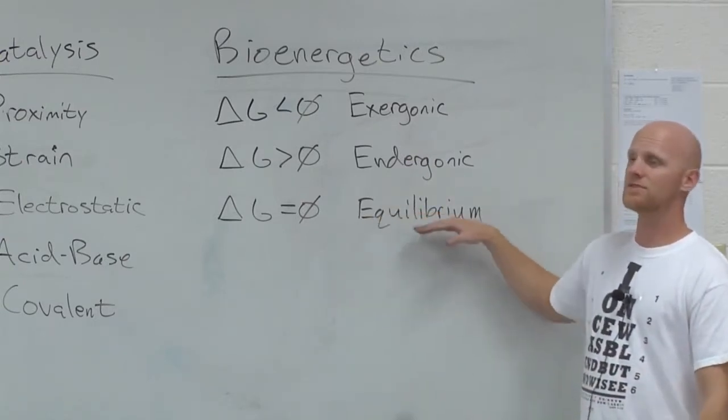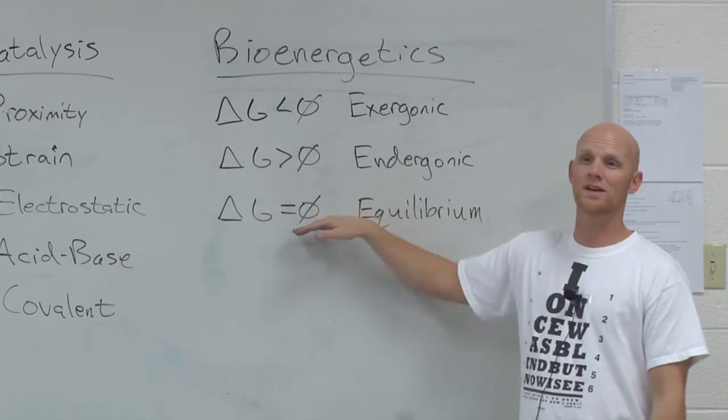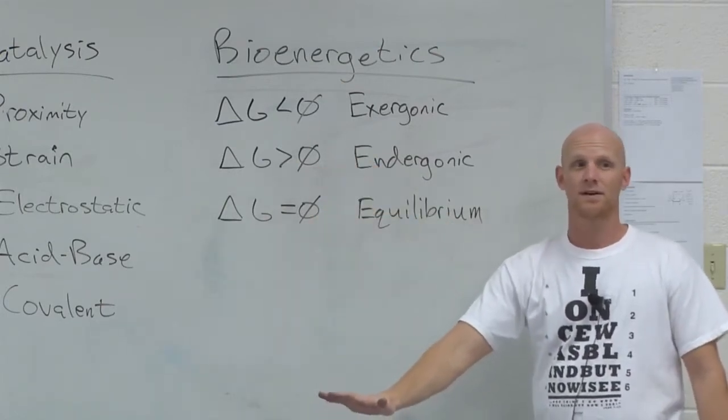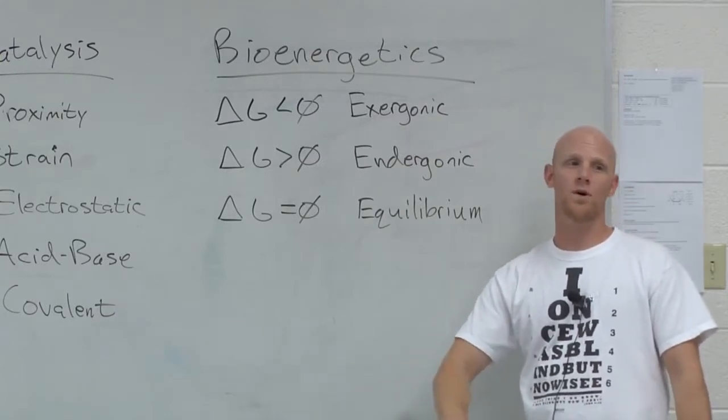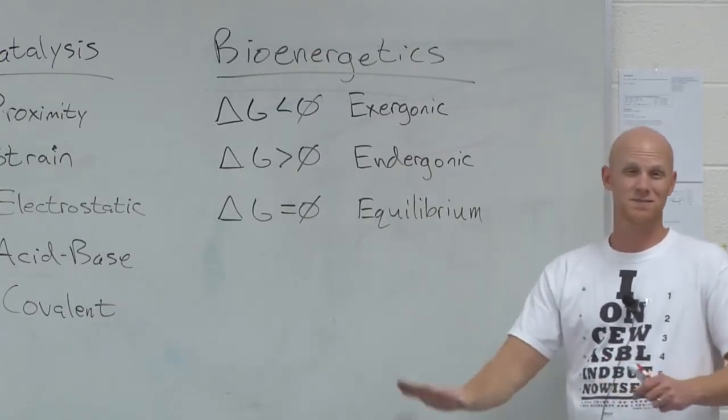But if the system has achieved equilibrium, that's the point where delta G has now reached its minimum value. And therefore, where G has reached its minimum value. That's why the delta G is 0 at that point. It's not going to change anymore once it reaches its minimum.